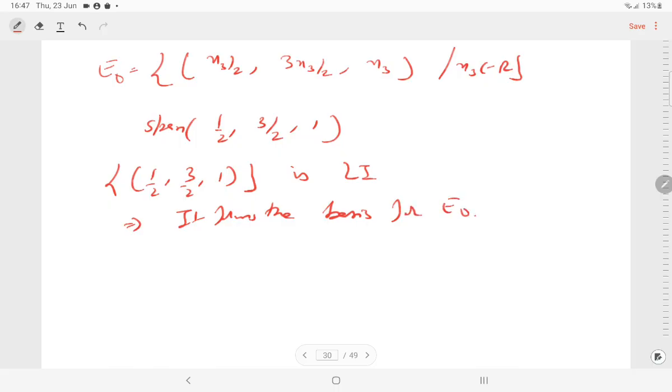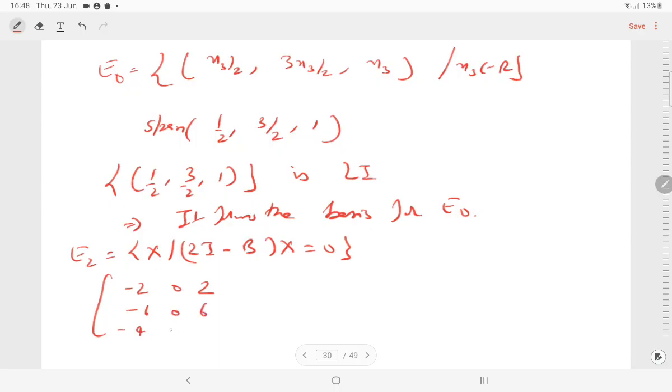Similarly, I have to compute E2, so I must substitute lambda equal to 2. So E2 is all those x for which 2I minus B times x, with lambda being 2, is equal to 0. If I write 2I minus B, it is actually [-2 0 2; -6 0 6; -4 0 4]. So this is my 2I minus B.